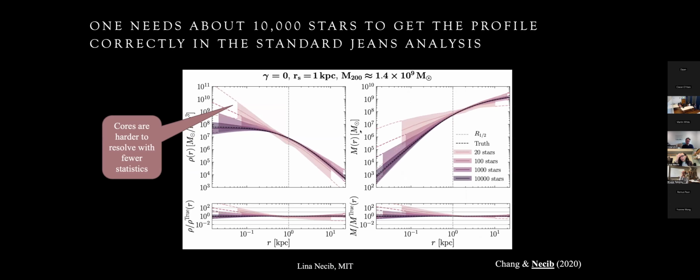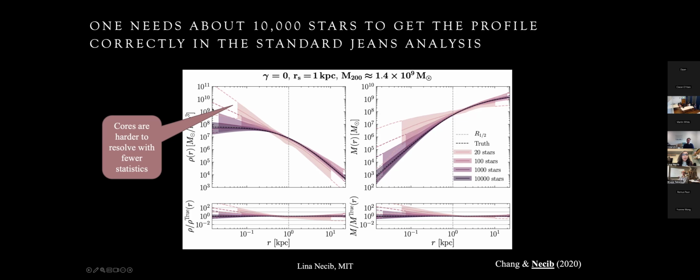So in a paper that I did with a student, Laura Cheng, back in 2020, we wanted to go through the standard method in the best of cases, which means that we generated fake spherical equilibrated galaxies. There was nothing wrong with them at all. But we wanted to look at how well we recovered the inner profile, the density profile originally, with different numbers of stars. The reason we're doing this is because a lot of the galaxies that we're looking at have very, very few points.